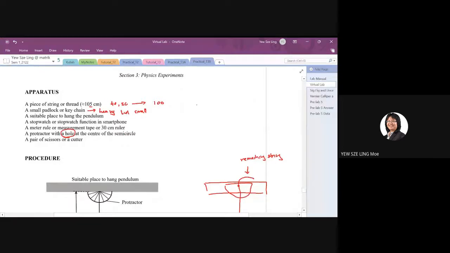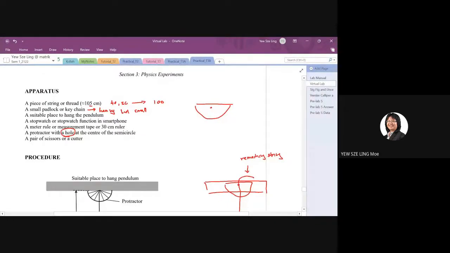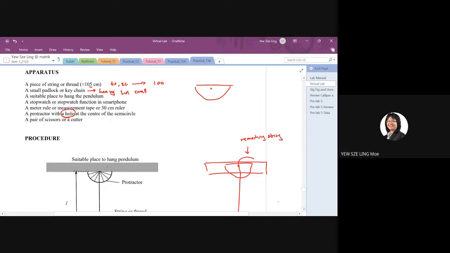Because in an actual experiment in a lab, there's a hole here, then you put a nail and tie the string on the nail. But in your house, if you don't want to make a hole, then perhaps you can use plasticine, or anything else that you think is suitable. And then a pair of scissors, that is up to you, whatever apparatus you want to use to cut the string.